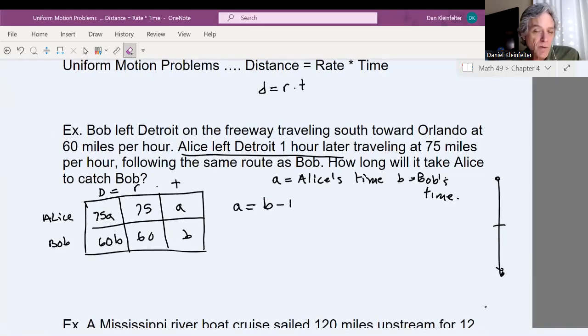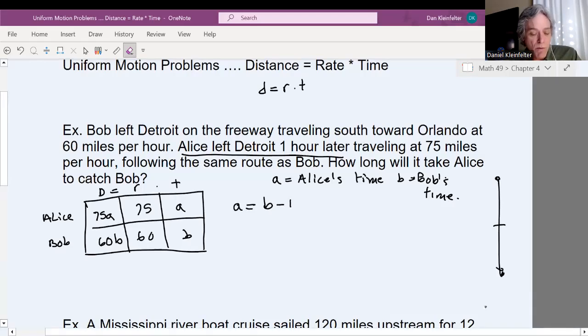You want to be careful here in relating clock time versus time on the road. If, let's say, he left at 8 and she left at 9, the time where she's leaving is one more than the time when Bob is leaving. 9 is one more than 8. But if she leaves later, the amount of time she spends on the road is going to be one less.